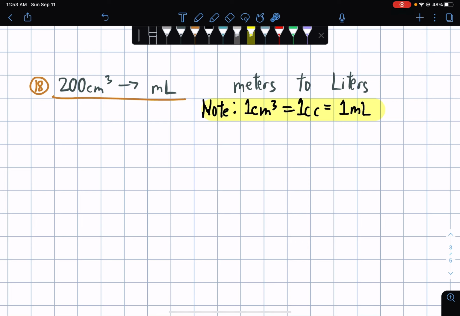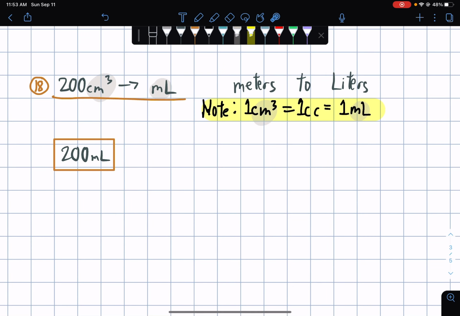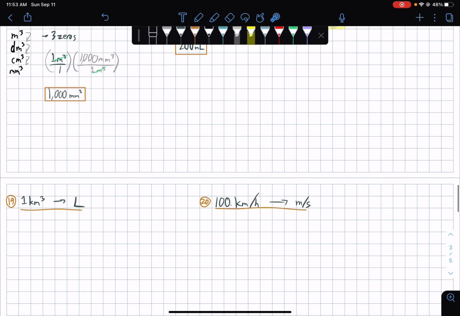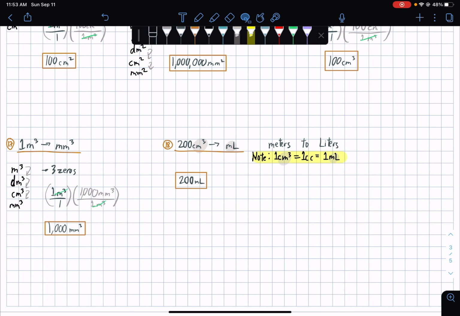So obviously from this note, cubic centimeter and ml, they're both 1, that means we still have the answer of 200 ml. Nothing actually changed. But yeah, please do take note of this. It will come in handy in the problems in the next page. So yeah, let's just copy paste this.